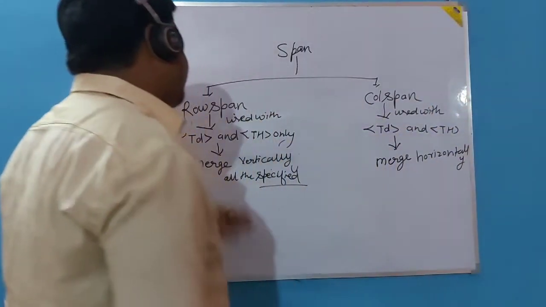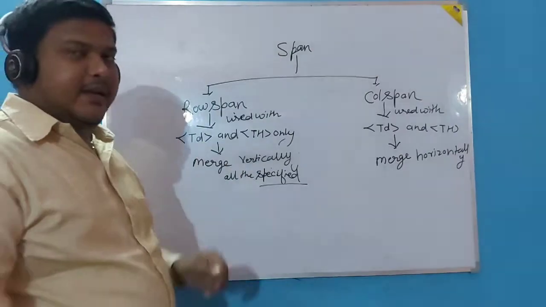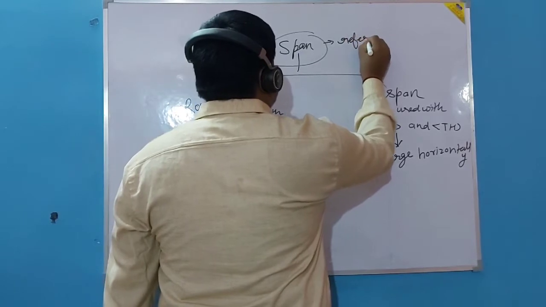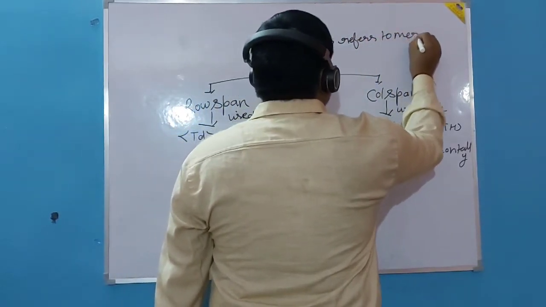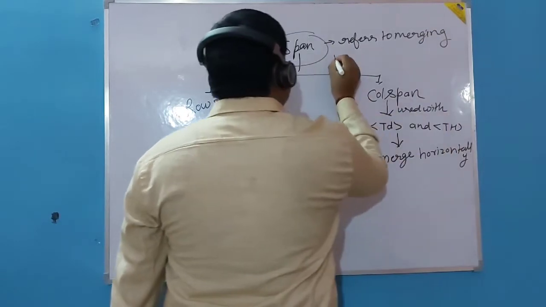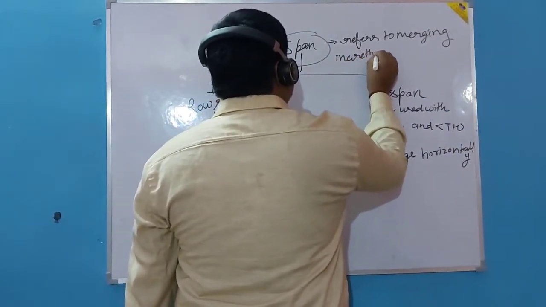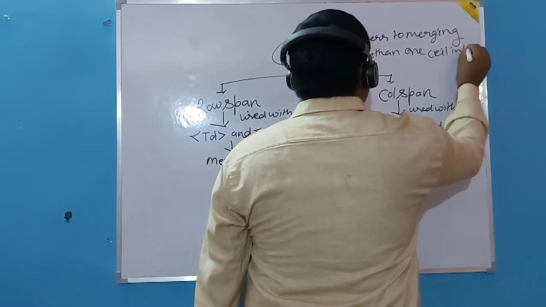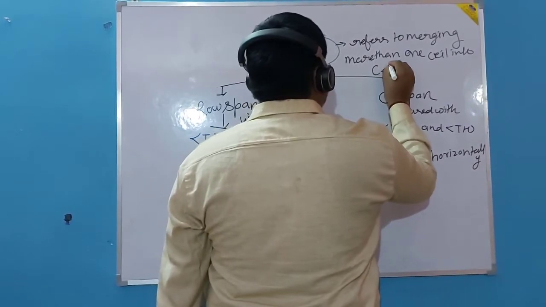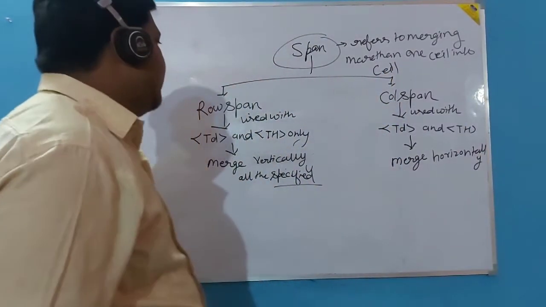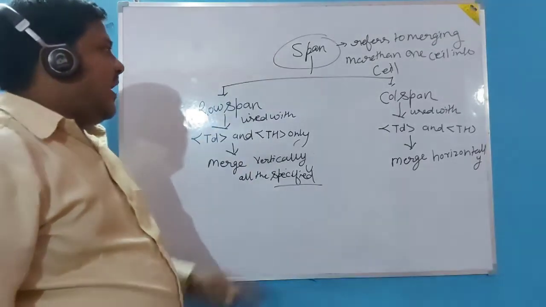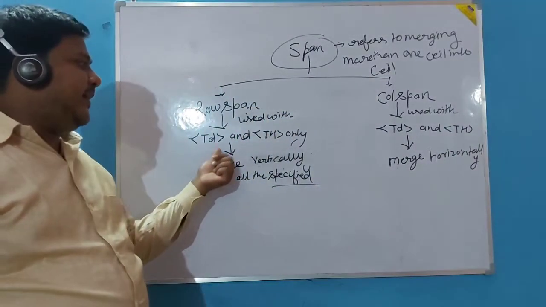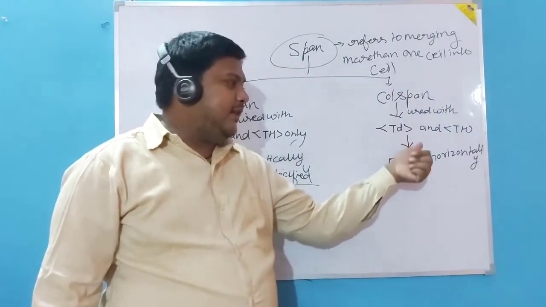So this is the information about spanning. We can say spanning refers to merging more than one cell into one. Clear? So that is called what? Spanning. And spanning is of two types, row span and col span, and these are used with the TD and TH tag.